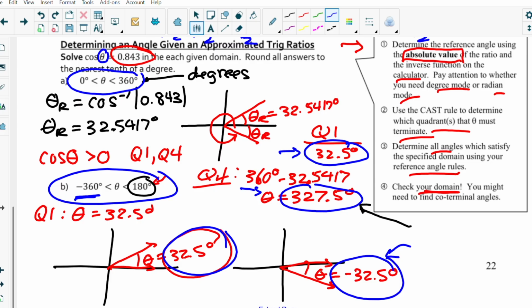Okay, and then if you try to pick a coterminal angle to this by adding negative 360 degrees, it will fall outside of this domain. So we know that these two are the only two solutions. Next page.